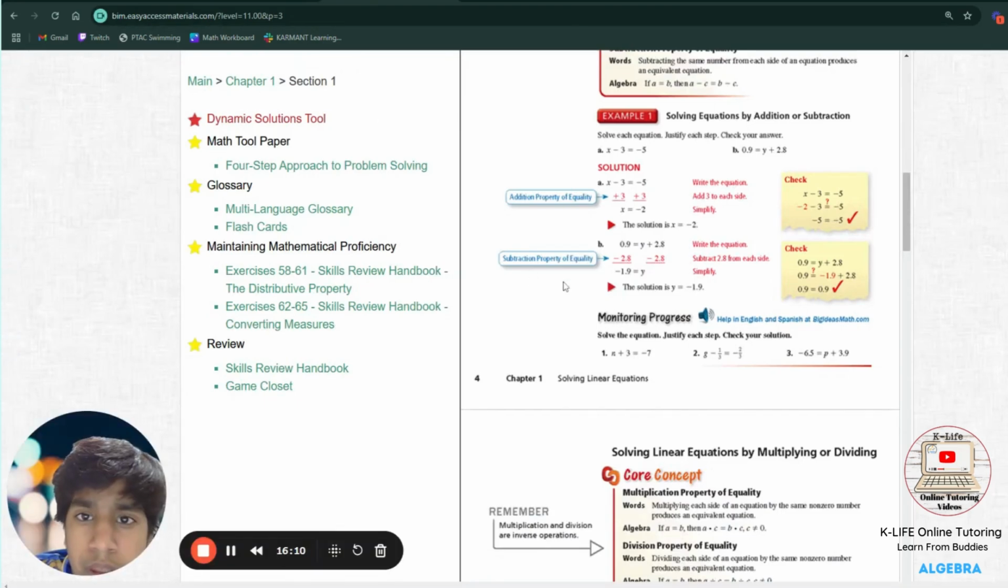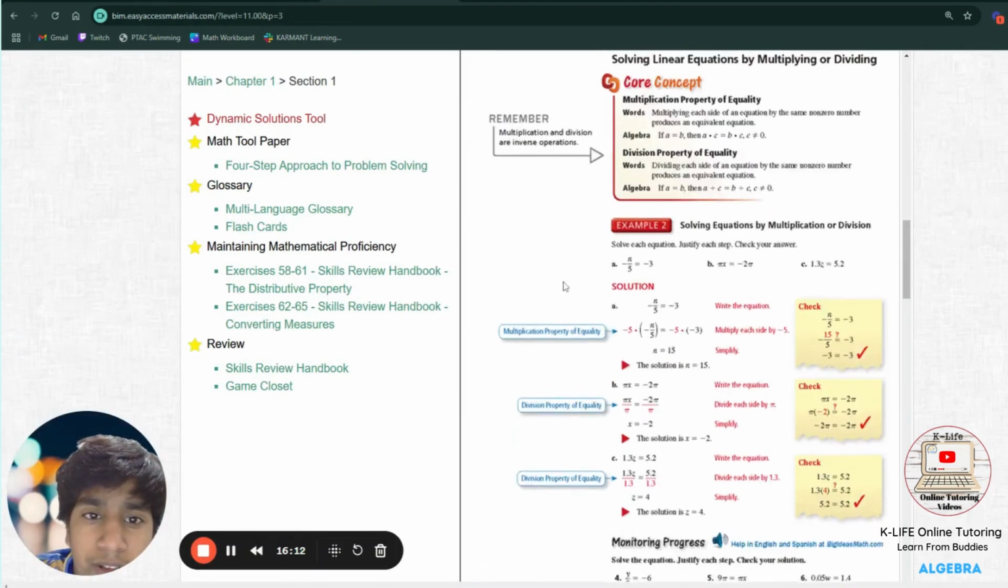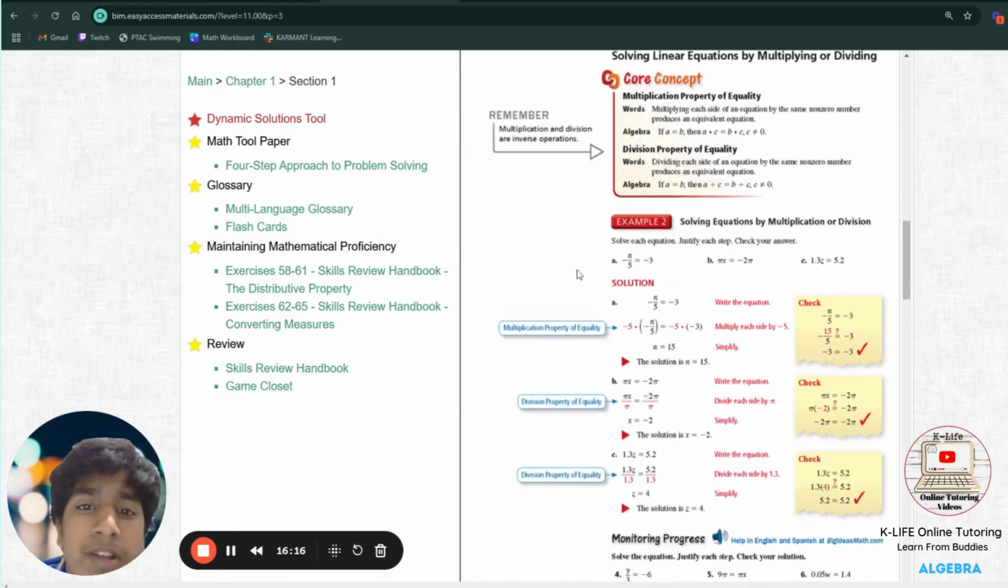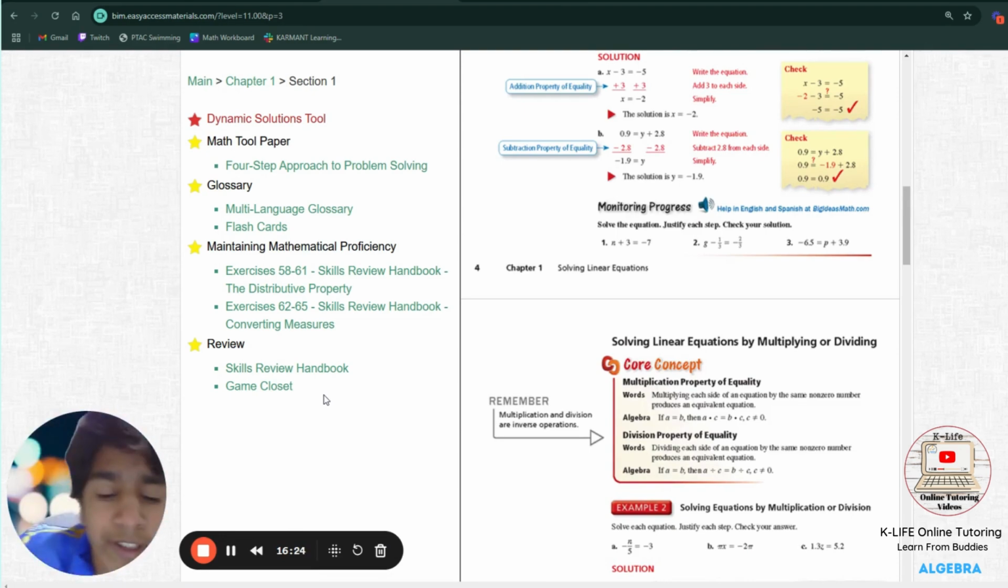So, well, that's a good part. I hope you've understood that part of the lesson. Now let's move on to the second half of the lesson. Okay? So for this one, now we're doing it by multiplying or dividing. So the first half of the lesson was addition and subtraction. The second part is multiplication and division.